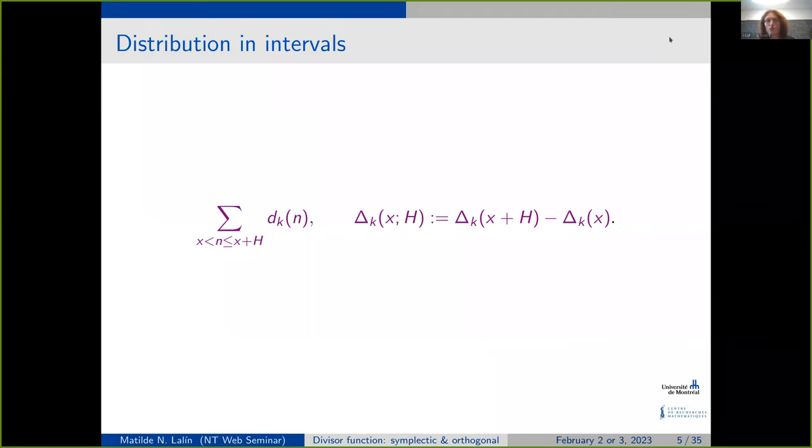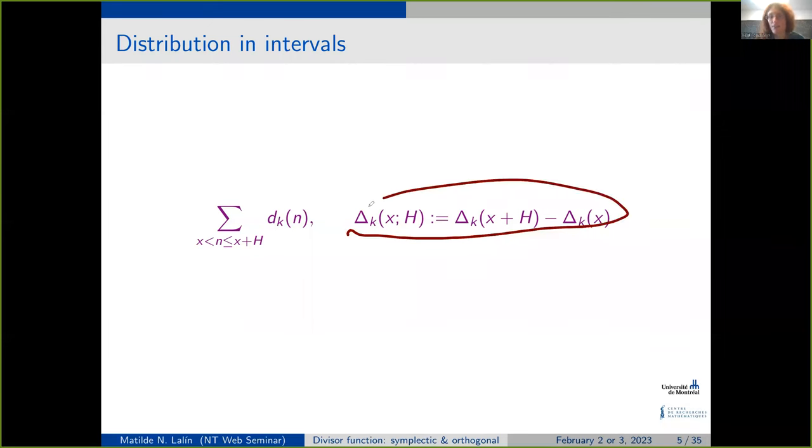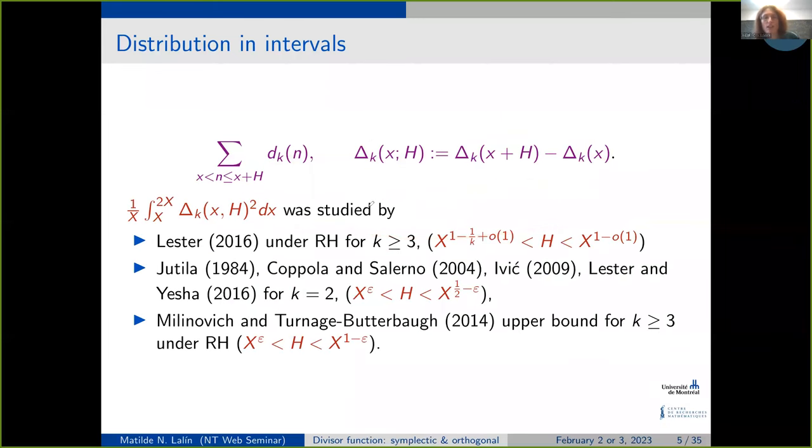So this is where what is hard and what is interesting. Okay, and then the error term, well, we are interested in this difference. Now, in this context, the variance was studied by various people.